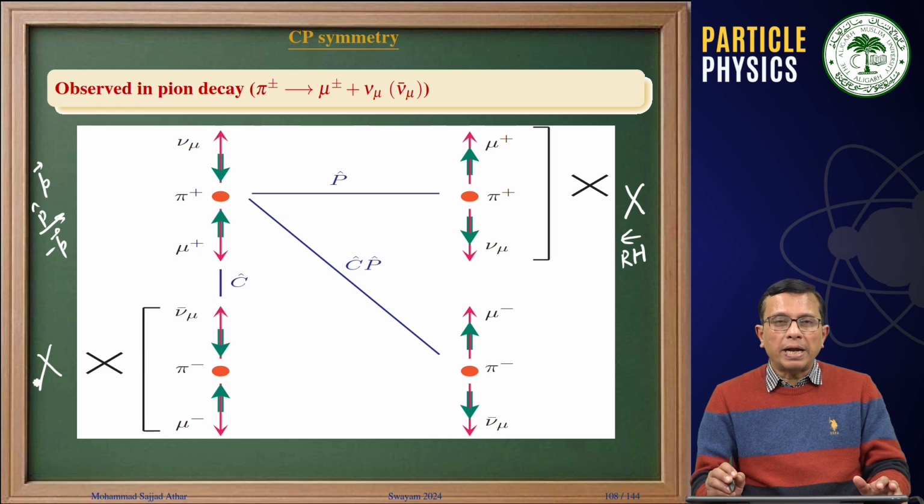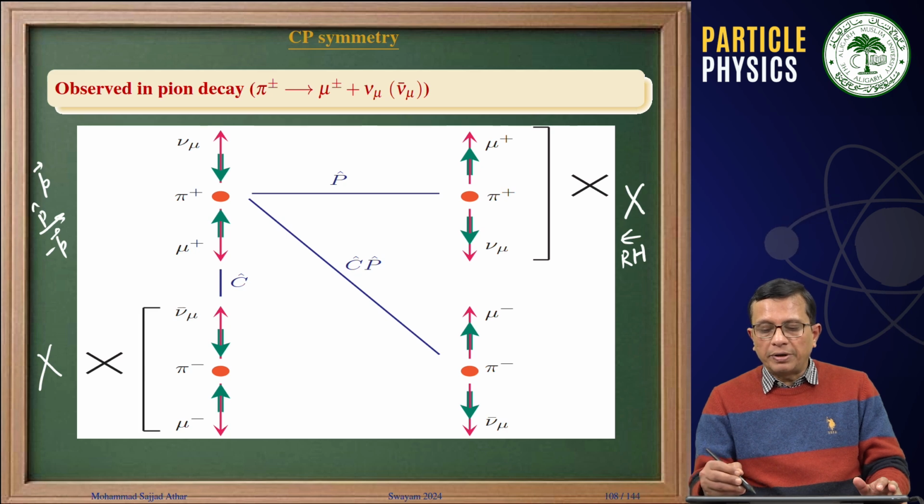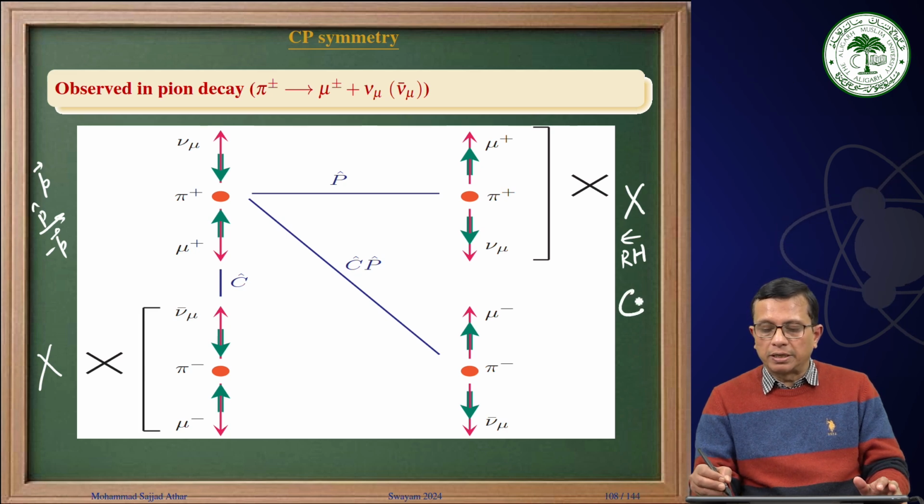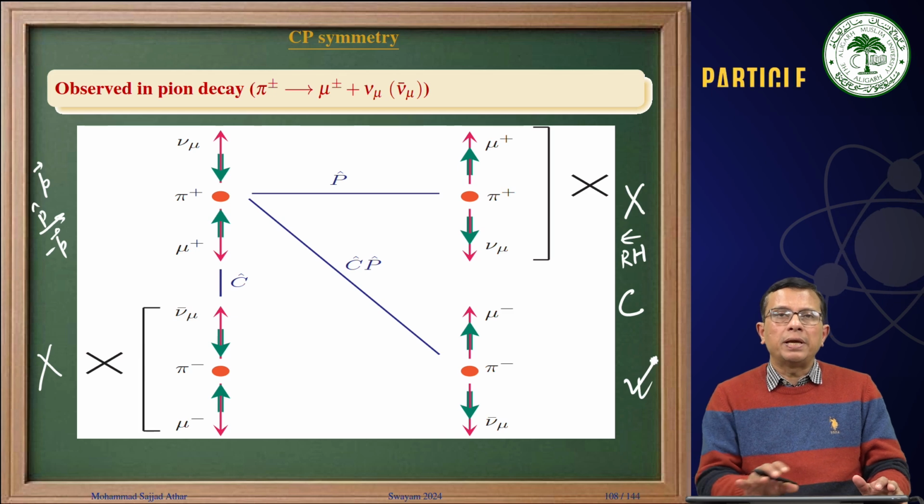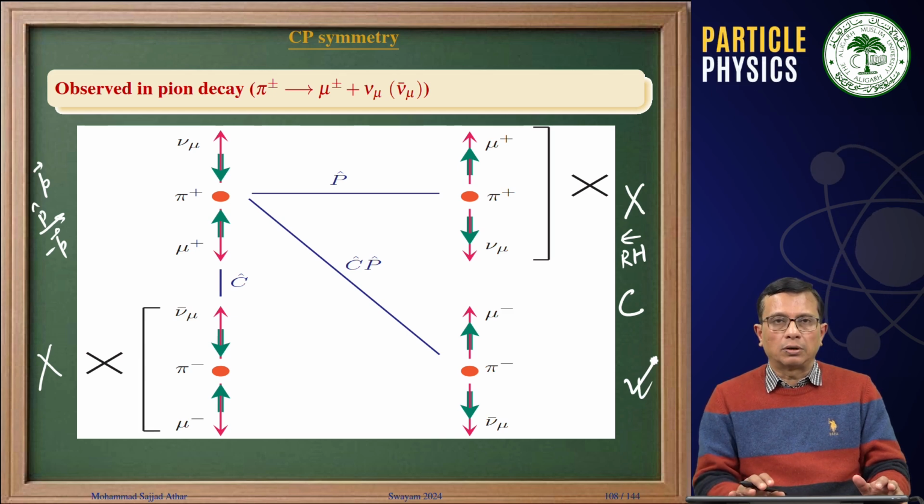But we combine these two operations. Either we take from this side where we had the parity operation. Now when we apply the charge conjugation operation here, then pi plus will change to pi minus, mu plus will change to mu minus, and nu mu will change to nu mu bar. And this nu mu bar, as you can see, is now right-handed, and we know that antineutrinos are right-handed particles. Therefore, this has been observed. Therefore, what we are seeing is that in pion decays, CP is a good conservation law.